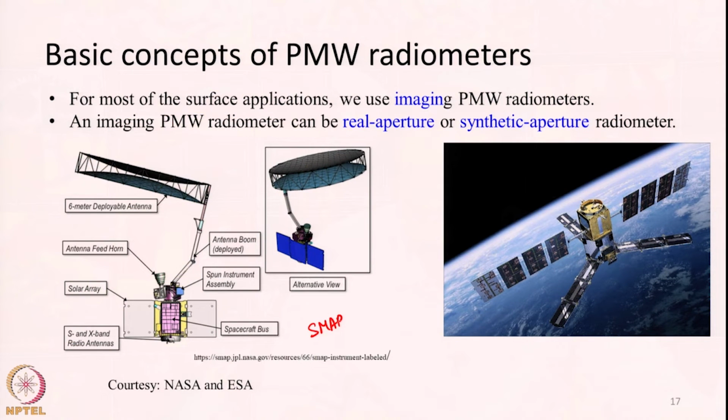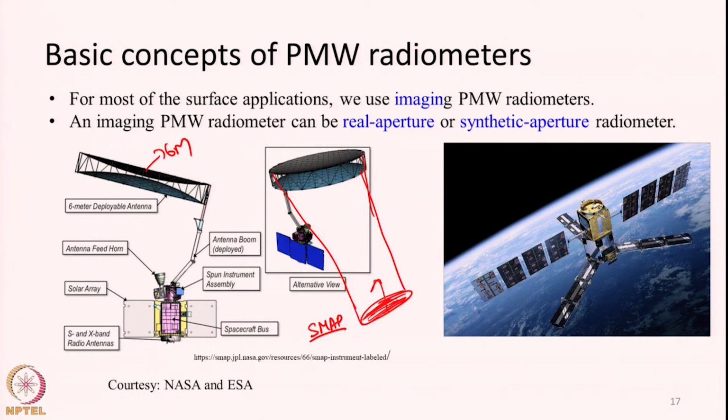sensor or satellite called SMAP, which is launched by NASA, which is there in space. It is actually a real aperture radiometer. It has a 6 meter deployable antenna. So, the antenna diameter is 6 meters. You can see how it is oriented. The antenna will look at some portion on the ground. Okay. Say this is the antenna footprint on the ground. Whatever energy is emitted by the earth surface will be collected by this particular antenna element.